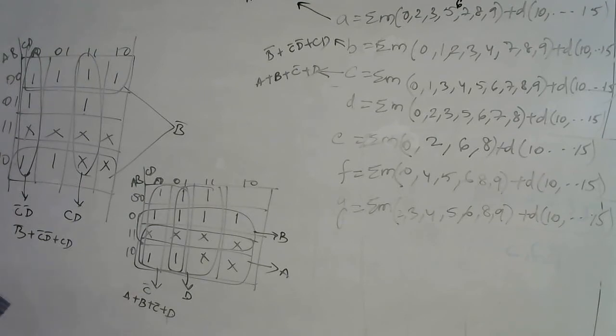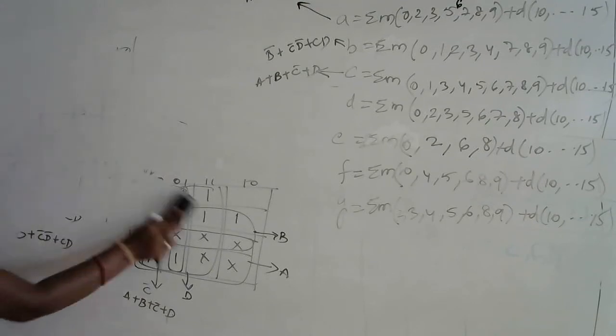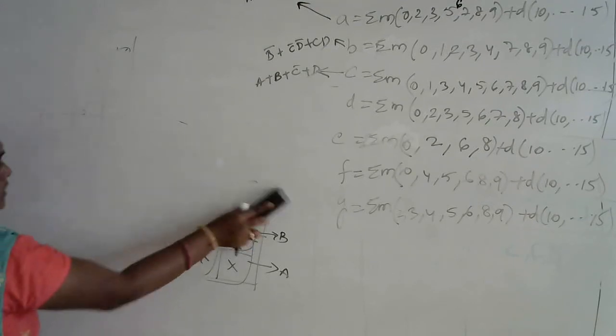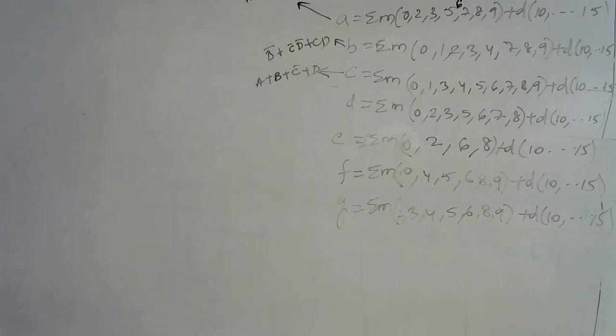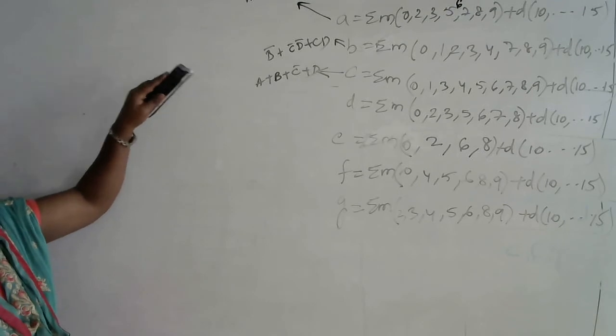Similarly, for D, E, F and G, we need to draw the K-maps, and from those K-maps, whatever expressions we are getting, we need to write down over here. Now, after simplifying like this, we'll be getting D equal to, so I have drawn till A, B and C.